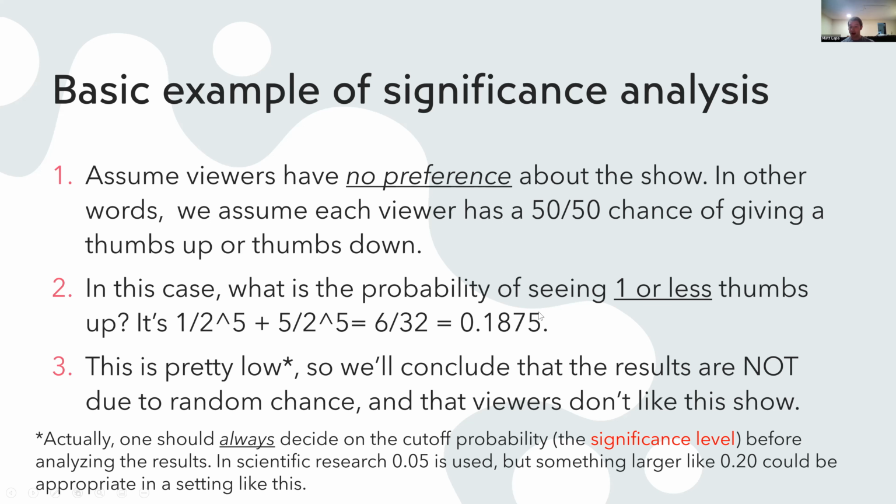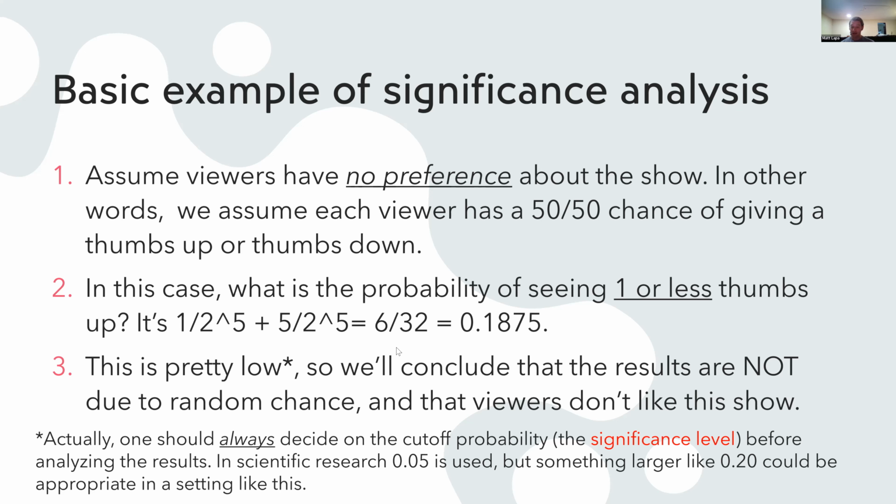So this now, remember, is representing the probability that the numbers we saw are due to random chance. Now this is pretty low, so maybe in this case we can conclude that the results are not due to random chance and viewers actually don't like this show.